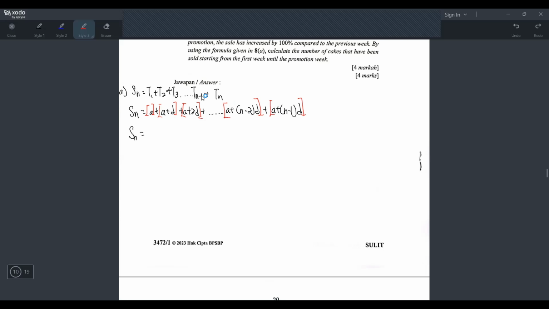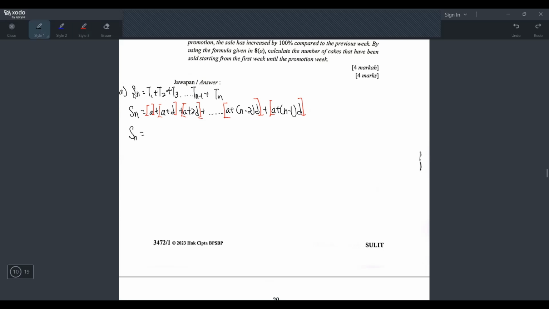Can you see how many red color brackets there are here? It depends on your n, right? Because let's say this is S7, it means you will write until T7, so there will be 7 red color brackets, right? If this one is S8, then there will be 8 red color brackets, right? So how many red brackets do you have here? n. There are n red color brackets here, right?